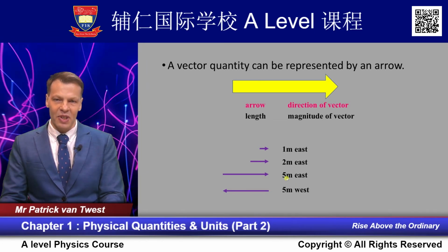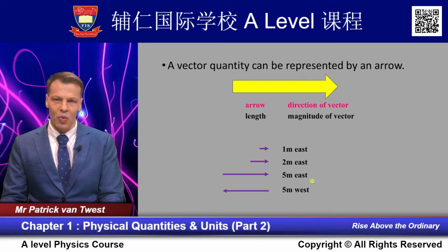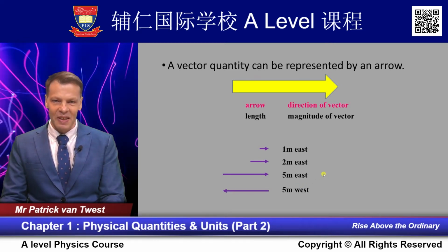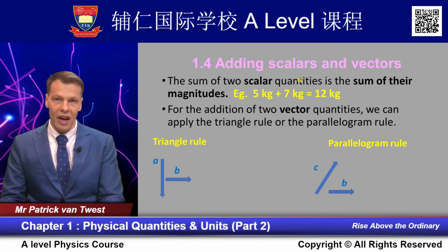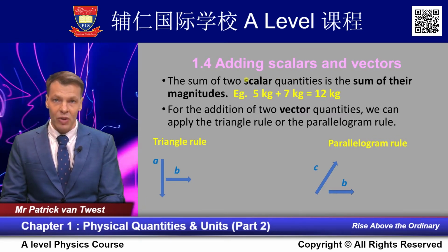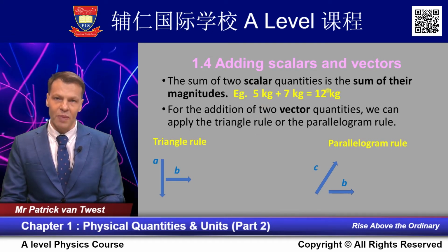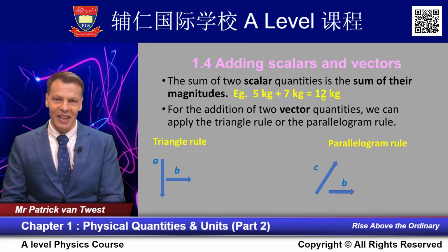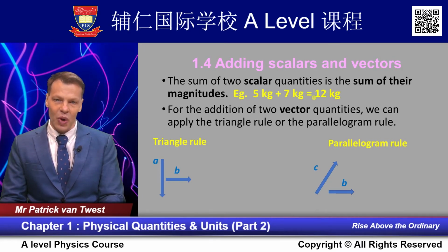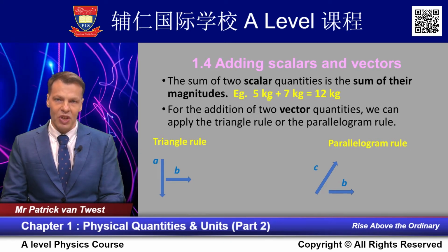Yes, it's the same size, 5 meters, but it's reverse direction, so that vector is 5 meters west. You get the idea? Vectors. We love them, vectors. So what do we do if we add and subtract or do different things with scalars and vectors? With scalars, it's really quite simple, and it's probably something you've been doing since you're very young. You've been adding numbers, adding quantities, and they're scalars.